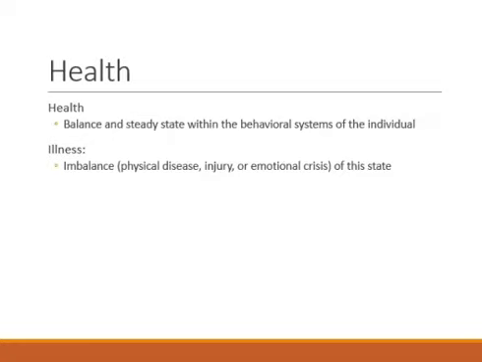So, health with this model: according to the Johnson model, a state of health is achieved when balance and a steady state exist within the behavioral systems of the client. Under normal circumstances, the human system has enough inherent flexibility to maintain this balance without external intervention. But at times, the system's balance may be disturbed to a degree by physical disease, injury, or emotional crisis, and it's going to require external assistance. So, this out of balance state is the state of illness.